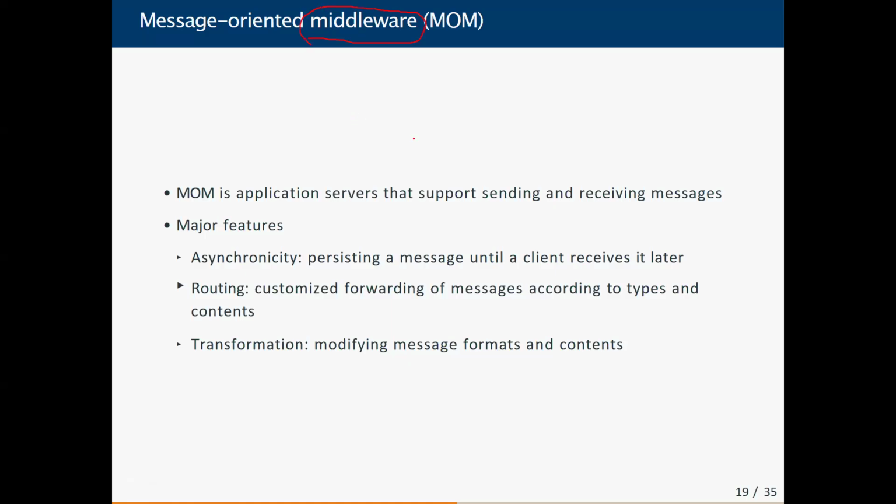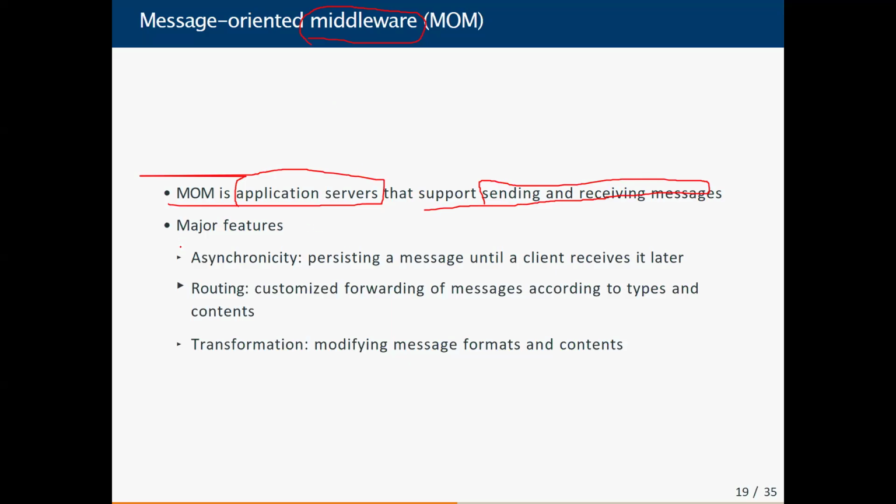Middleware is usually a kind of service between different applications or between software and your operating system. It provides the communication between your software and operating system or between different applications. So this kind of service or program is called middleware. And then message queue is based on message-oriented middleware. It's a kind of application server that supports sending and receiving messages.